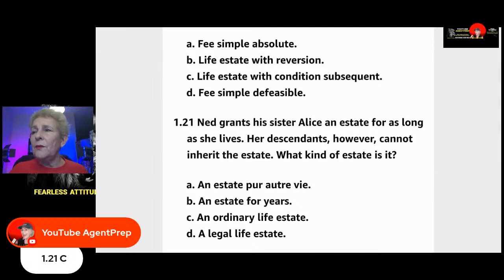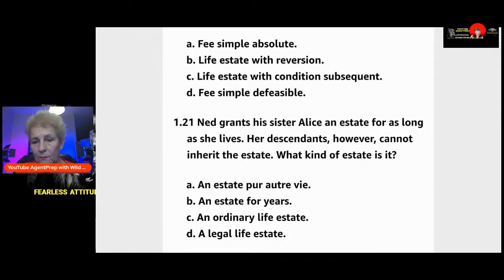So the legal life estate is automatic, and the conventional life estate, which is the original life estate, is created by actions of the grantor. And who is the grantor? Ned, right? Ned is the grantor who grants to Alice the use of the land for the rest of her life. The legal life estate is automatic. It is not granted by the owner. All right, so the answer there was C.